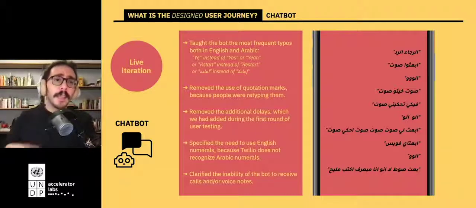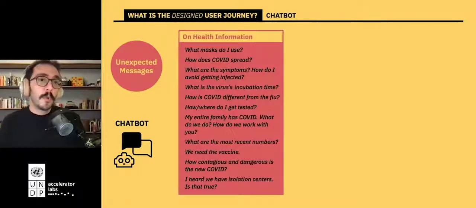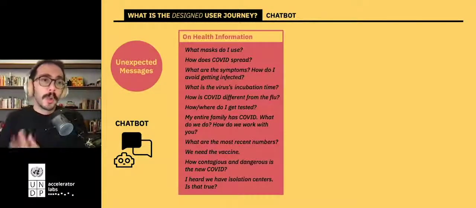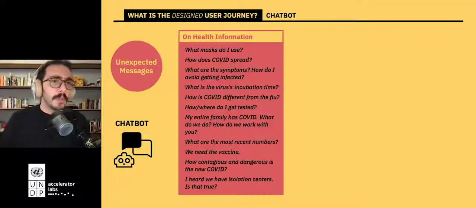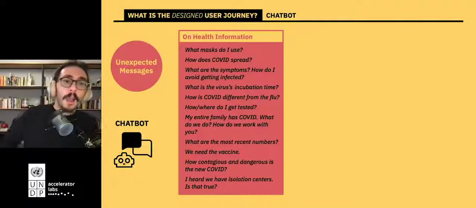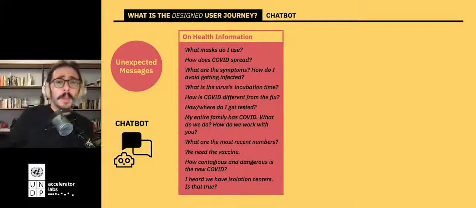Apart from the live iteration, we also received a lot of unexpected messages, and I categorized these into 3 main clusters. The first one was questions on health information. Questions that we did not expect to read were things like, what masks do I use? How does COVID-19 spread? Where do I go get tested? What are the most recent numbers? How contagious and dangerous is COVID-19? And so on.